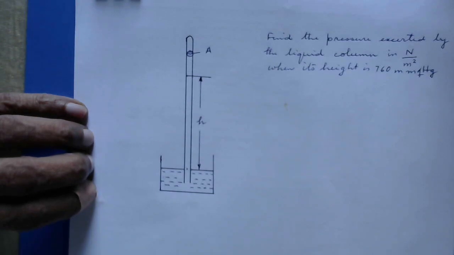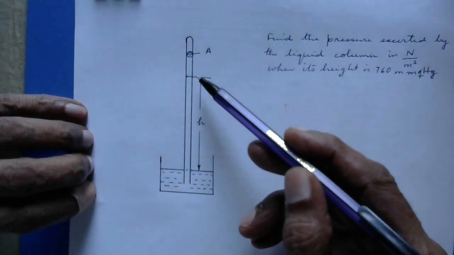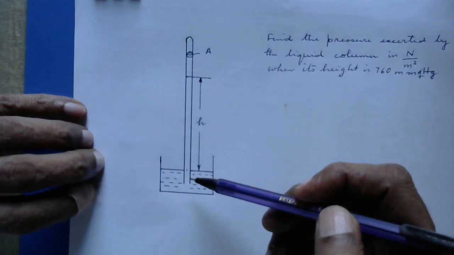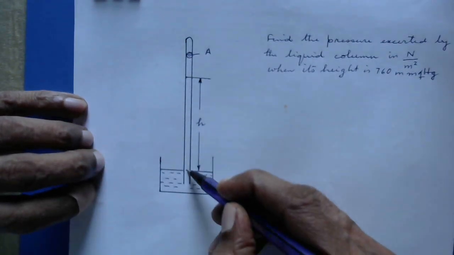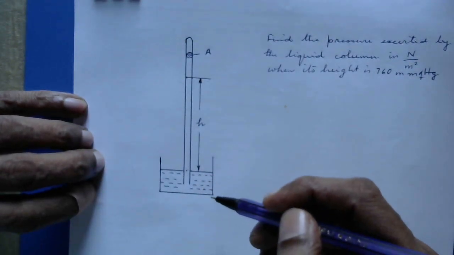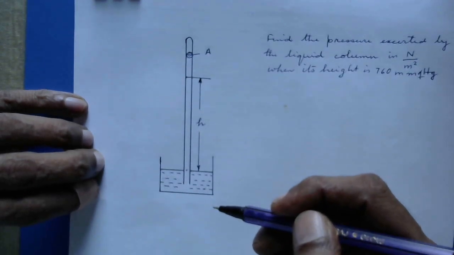Now in this case, we are given a problem to convert the liquid height into the normal pressure units, because here the units given is Newton per meter square. So we need to understand this problem. We have the height of a liquid column, and the pressure exerted at this point is what we are expected to find out. So we have no idea how to start.